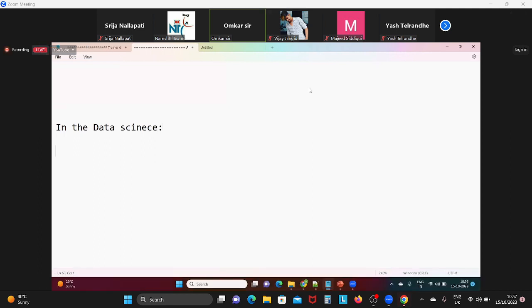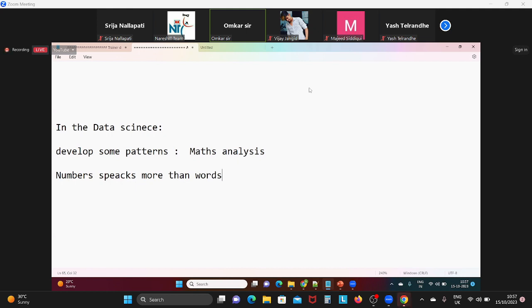Now, in the definition of machine learning, in data science, you need to develop some patterns. And those patterns are nothing but some simple math analysis, because numbers speak more than words, correct? So that's why you need to develop a pattern, and the pattern is nothing but a maths analysis. So here y is equal to x into x. Here y is equal to x is nothing but a simple math equation.